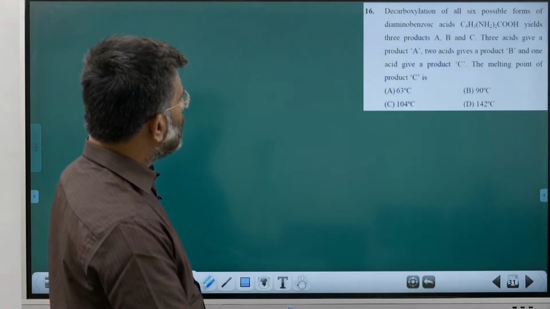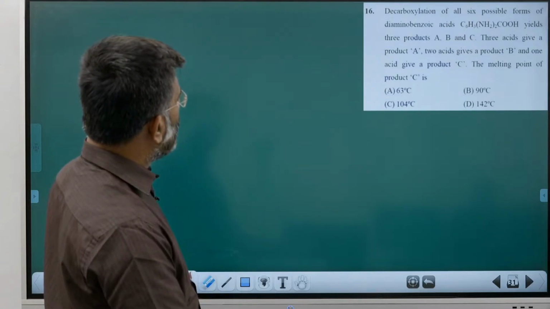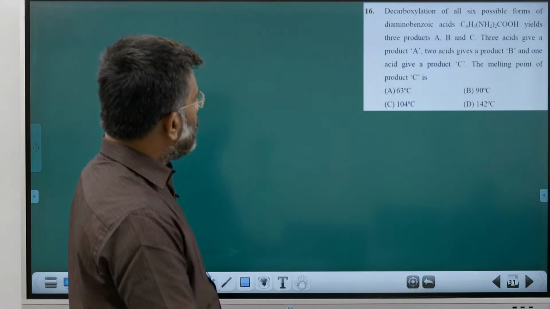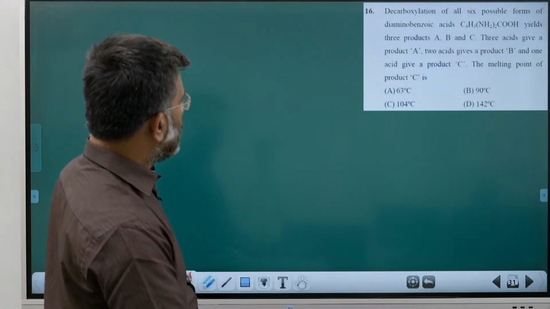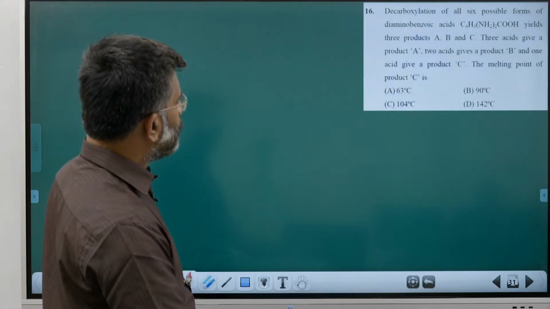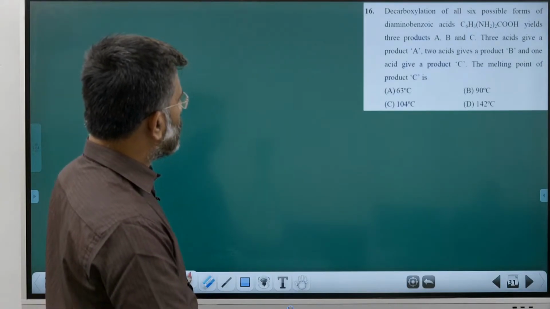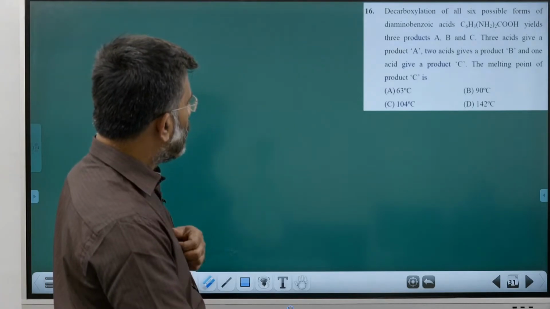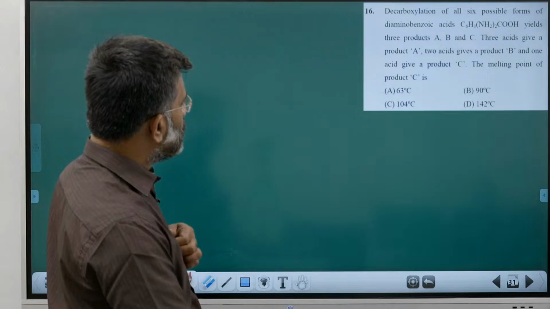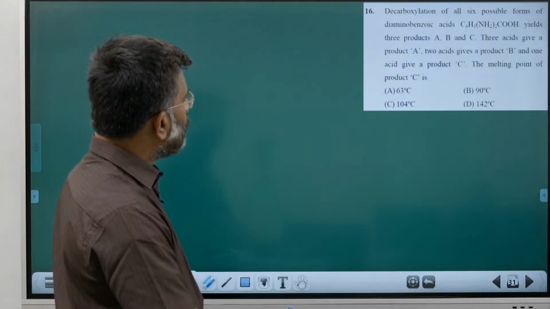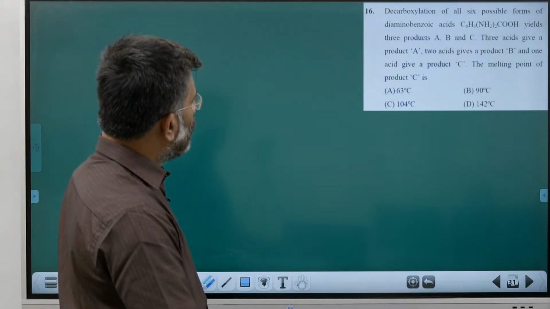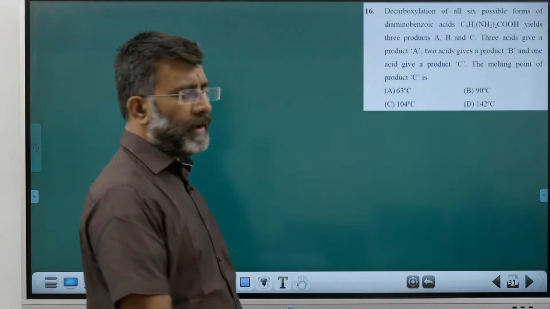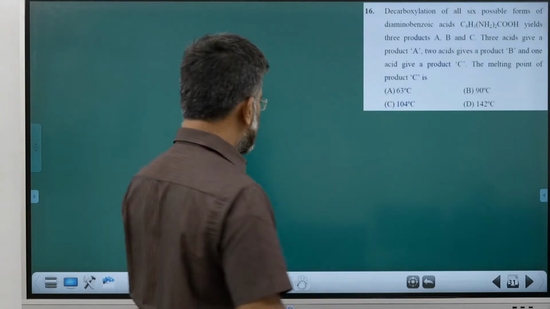Decarboxylation of all 6 possible forms of diaminobenzoic acid. Diaminobenzoic acid yields 3 products, A, B, C. 3 acids give a product A, 2 acids give a product B, and 1 acid gives a product C. So what are the possible 6 diaminobenzoic acids? That is our first point.